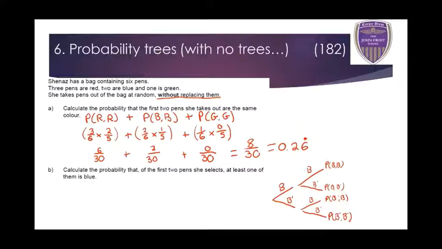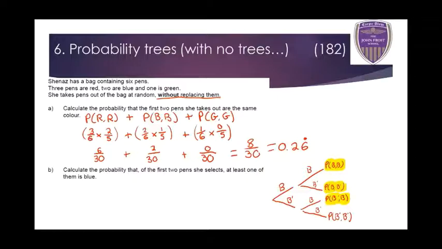Okay, so which of these outcomes does she get at least one blue? So she has at least one blue pen. Well, it's this one, it's this one, and it's this one. Okay, so if you wanted to, you could calculate all 3 of these outcomes, and if you added them all up, because it's blue and blue, or blue not blue, or not blue blue, you would indeed find the probability of her selecting at least one blue pen.